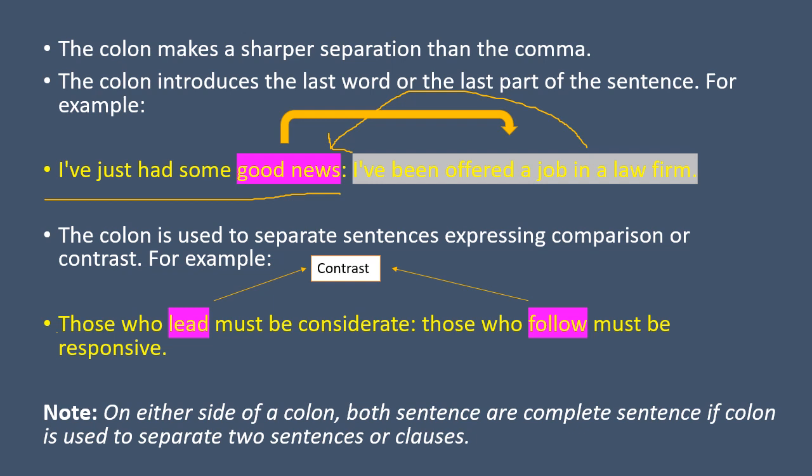Now if you look at these two sentences, they are complete sentences. You could say they are simple sentences, or if you use the technical term, they are main clauses. Now on either side of a colon, both sentences are complete sentences if the colon is used to separate two sentences or clauses. Now that was an explanation of the last bit of the sentence, and these are two complete sentences. So this is how a colon is used in a sentence to separate two sentences.